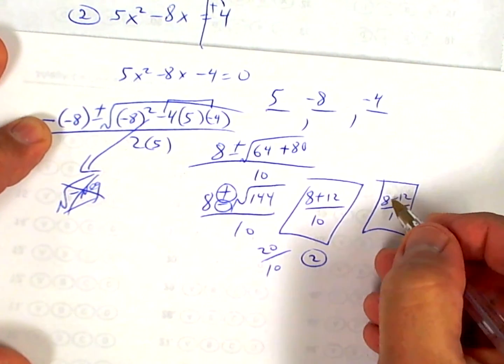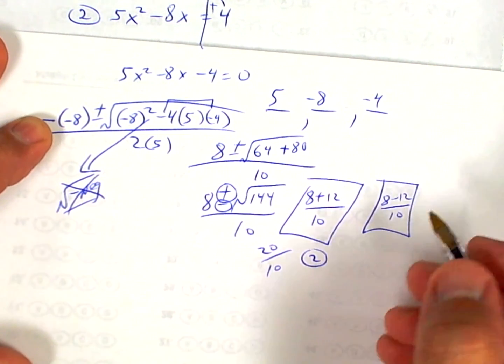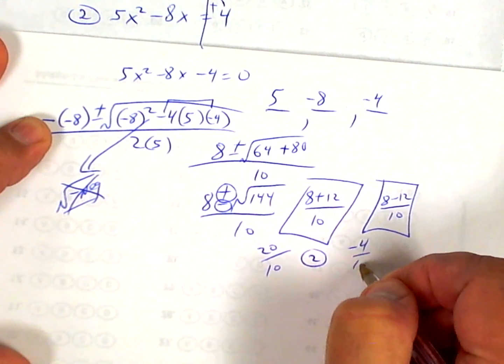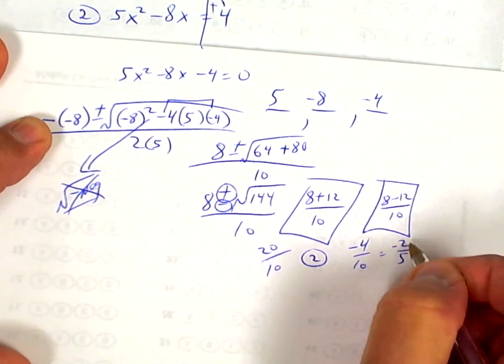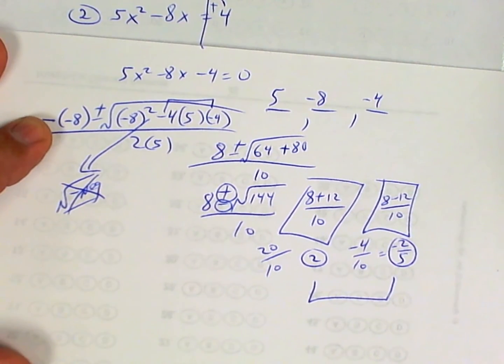And then this one is going to be a negative 4, I think it is. Let me think. Yeah, negative 4 divided by 10, which is a negative 2 over 5. You can reduce it by 2. These are your two answers, and that's how you do the quadratic equation.